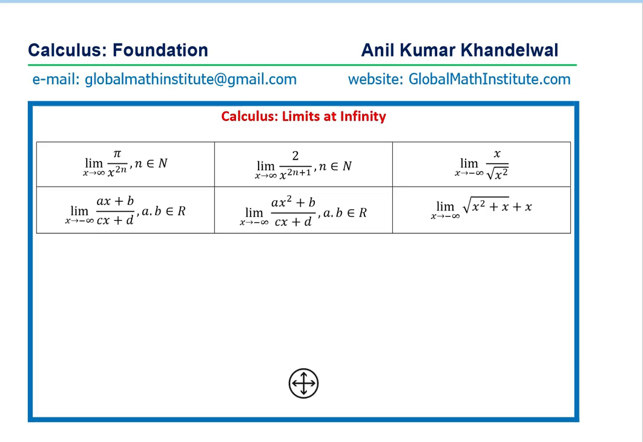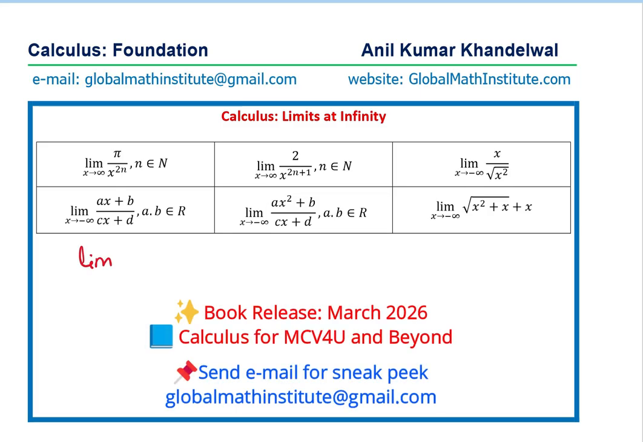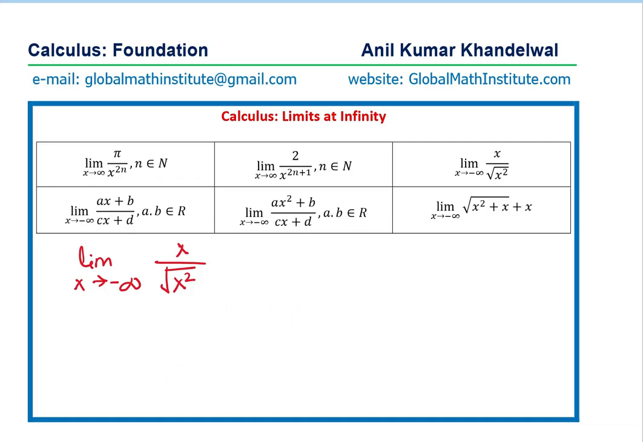Now we have to figure out what the limit is when x approaches negative infinity this time, and we have a function which is x over the square root of x squared. Now, the square root of x squared is always positive, right? So that means the denominator is positive, and the numerator, since x approaches minus infinity, is a negative number. So what will happen to this particular function?